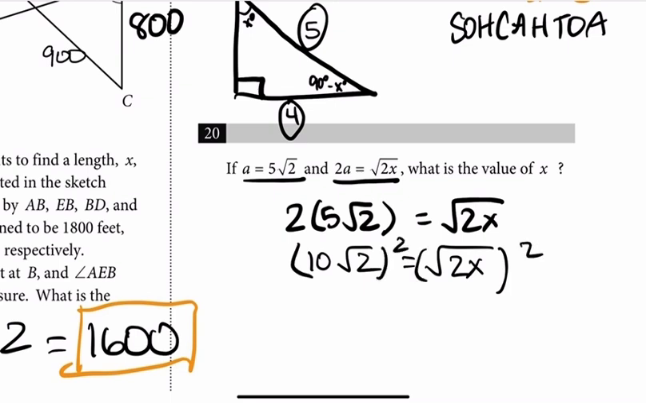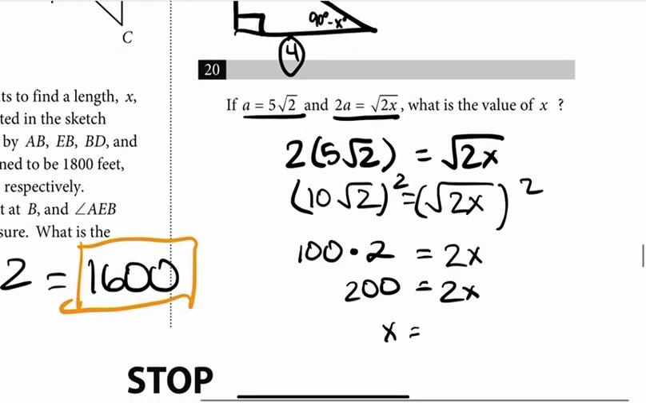On the right side, the square cancels out the square root. I'm going to get 2x. On the left side, 10 squared is going to be 100, and then root 2 squared is just going to be times 2. So this is 200 equals 2x, and then x equals 100.